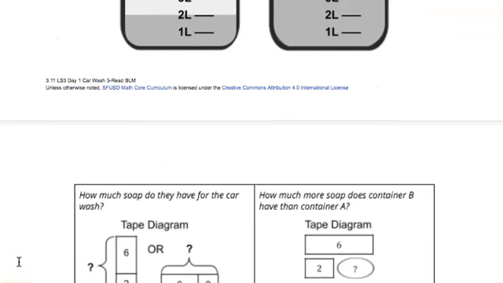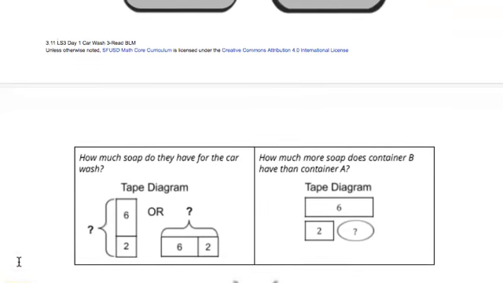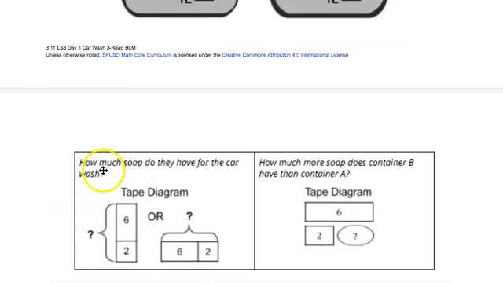Here are some ways that I thought of to solve the problem. The first one, how much soap do they have for the car wash? I drew a tape diagram where I drew 6 and then 2, and I want to know the total, so I used the question mark to represent my total. I would then just add 6 and 2 to get 8.